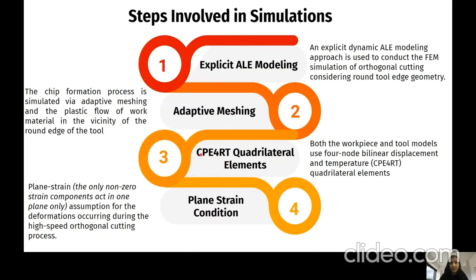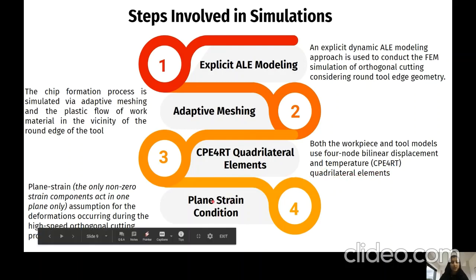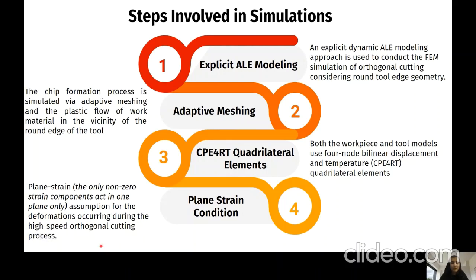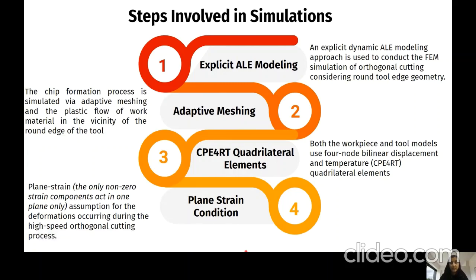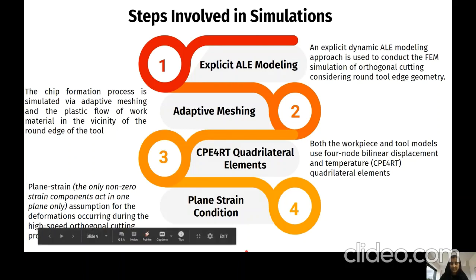Third will be the CPE4RT quadrilateral elements. That is, both the workpiece and the tool models use 4-node bilinear displacement and temperature quadrilateral elements. That is CPE4RT elements. Also here, we have made an assumption about the plane strain condition. That is, the only non-zero strain components act in one plane. This assumption is made for the deformations occurring during the high-speed orthogonal cutting process. This was all about the simulation methods and the material models. We'll now be looking upon the simulation of temperature variation in ANSYS.